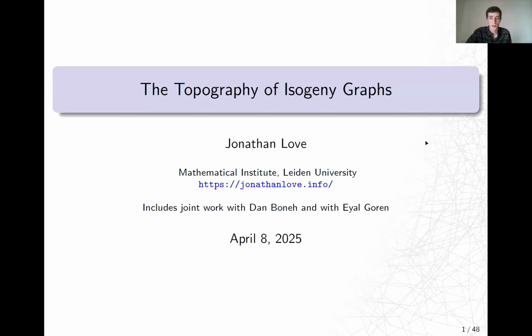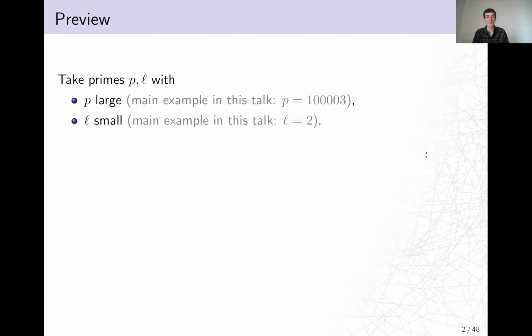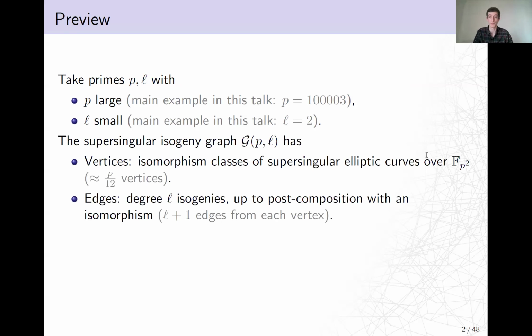We're going to be working with some isogeny graphs. As we often do in this context, we're going to take two primes, one very large prime and one much smaller prime. I'm going to have a running example in this talk where P is 100,003 and L is equal to 2. Using this data, we can define the supersingular isogeny graph G_{P,L}. The vertices come from supersingular elliptic curves over F_{P^2} up to isomorphism.